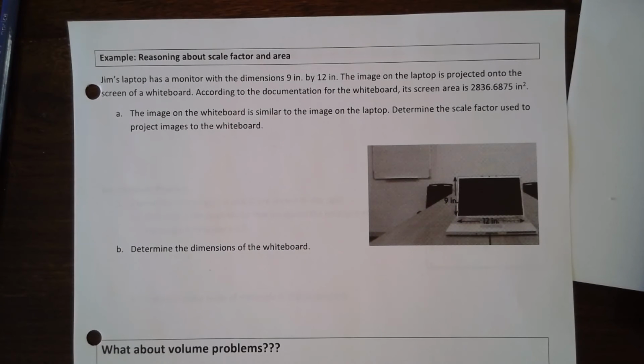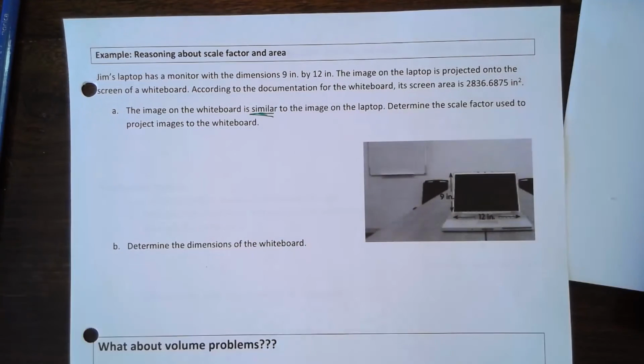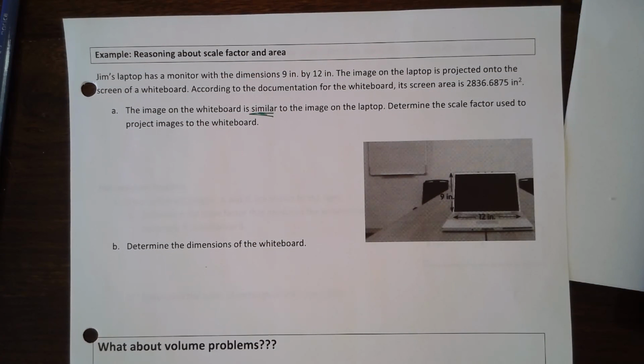Let's take a look at Jim's laptop problem here. Jim's laptop has a monitor that has dimensions of 9 inches by 12 inches. The image on the laptop is projected onto the screen of a whiteboard. According to the documentation for the whiteboard, the area of the screen is that very precise number of 2,836.6875 square inches. And we're being told that the image on the whiteboard is similar to the image on the laptop, so it's in proportion. Determine the scale factor used to project images onto the whiteboard.